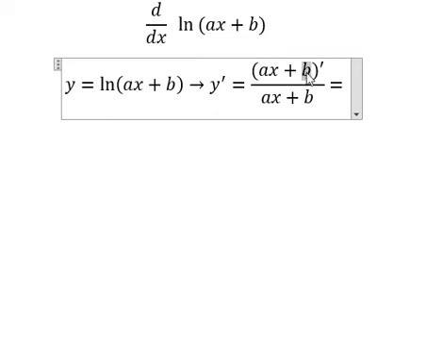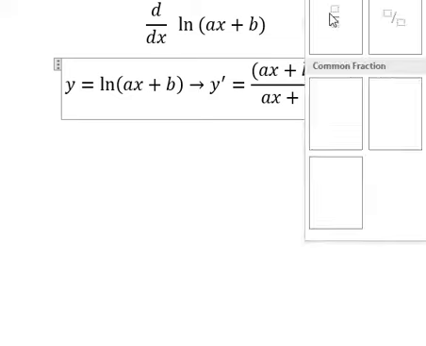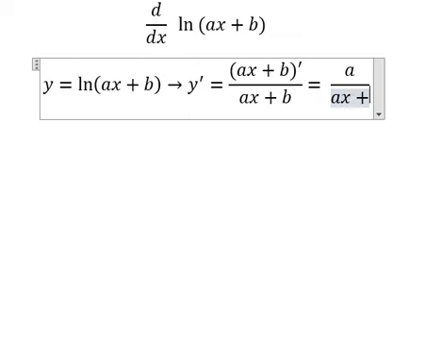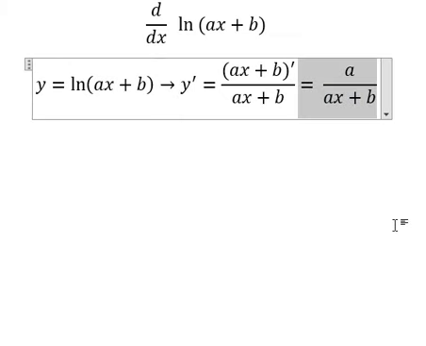This is the constant. So if we do first derivative, you get 0. So we have a over ax plus b. And that is the final answer.